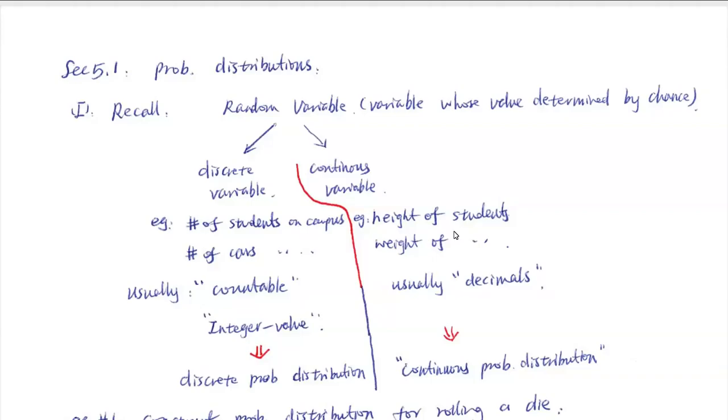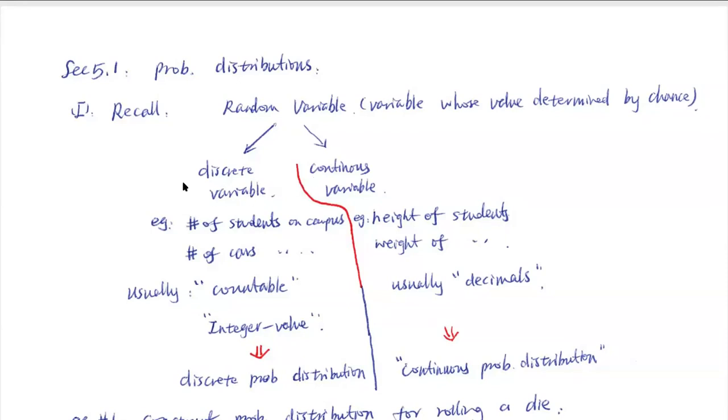So chapter 5, what we are going to study is the probability distribution. One of the first questions we are asking: what do you mean by probability distribution? Let's step back a little bit and recall what we learned previously in terms of variables. If you still remember, we can break a random variable into two kinds.